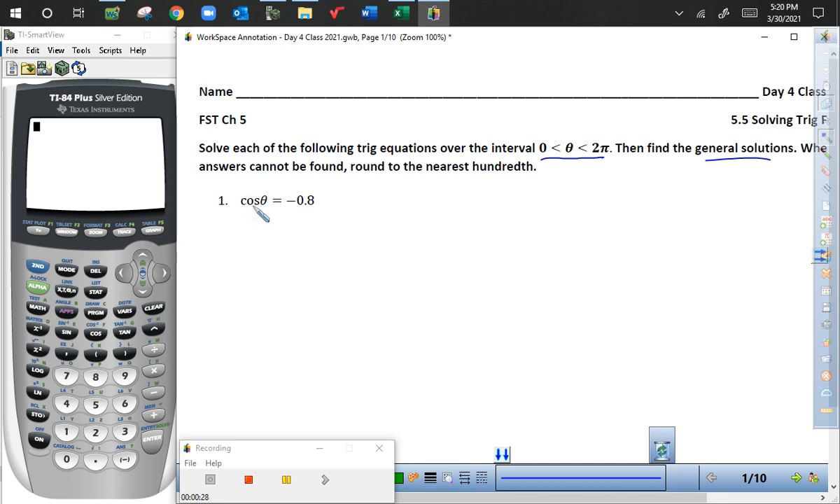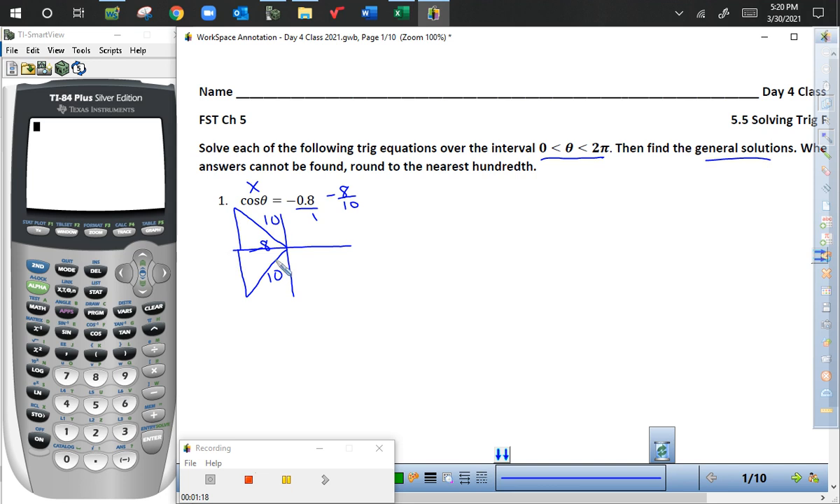So starting out, because this is a single cosine, we'll draw a picture. It's already by itself. Where can cosine be negative? Remember, cosine are the x values, so that means to the left. So a triangle at the top left and at the bottom left. Because this is -0.8, as a decimal you can write it as -8 over 10, or if you prefer, just throwing it over 1. Okay, so -8 here, 10 on the hypotenuse.